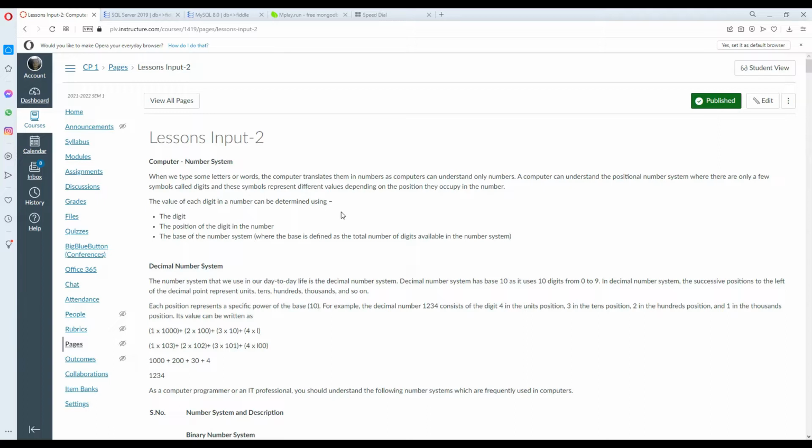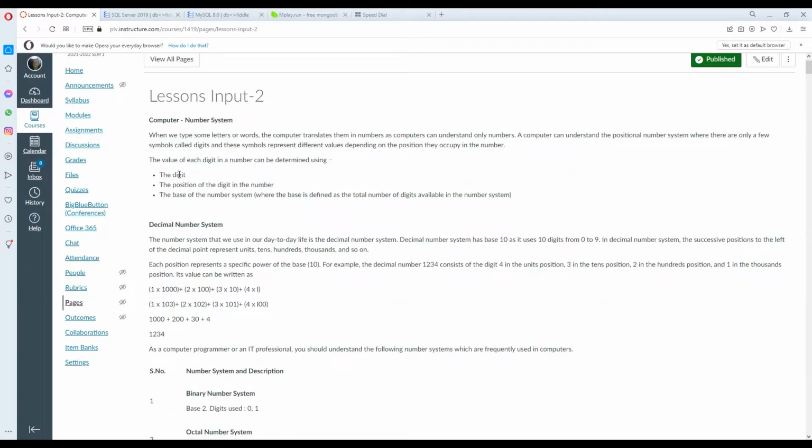A computer can understand the positional number system, where there are only a few symbols called digits, and the symbols represent different values depending on the position they occupy in the number. So take note of that. The value of each digit in a number can be determined using: number one, the digit; number two, the position of the digit; and number three, the base of the number system, where the base is defined as the total number of digits available in the number system.